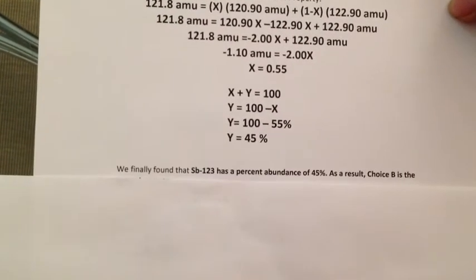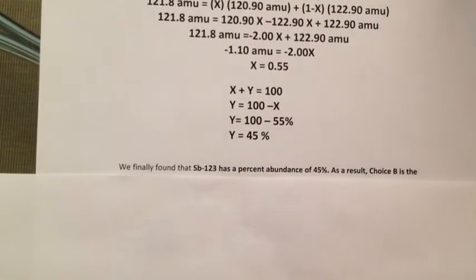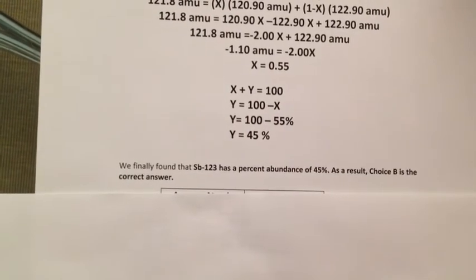We finally found that Sb 123 has a percent abundance of 45%, and as a result, choice B is the correct answer.